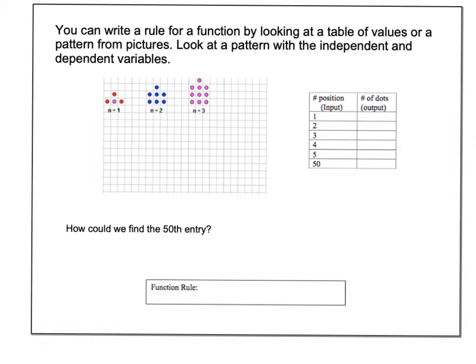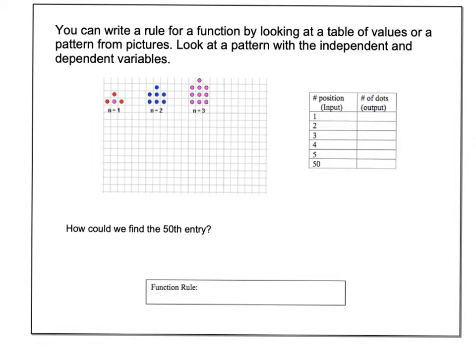This lesson is on writing function rules, and that's a fancy name for an equation based upon some pattern that you're looking at. Here you have a pattern of dots, and here it says that n equals 1, and then we add dots to it and n equals 2. Adding more dots to it, you get n equals 3. Could you predict what this picture looks like for n equals 4 or n equals 5?